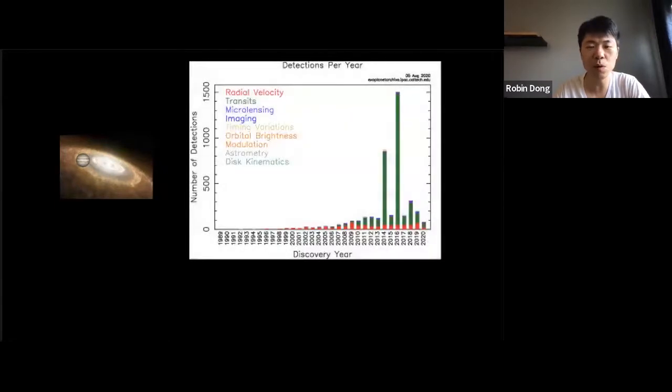This is because most planets found to date are orbiting around very old stars, billions of years old. This histogram shows the number of planets detected as a function of time, color-coded by detection technique. First of all, it's clear that people are discovering hundreds or even thousands of exoplanets every year. But it's also clear that most planets were discovered using just one of two methods. They're either the red method, radial velocity, or the green method, transits.